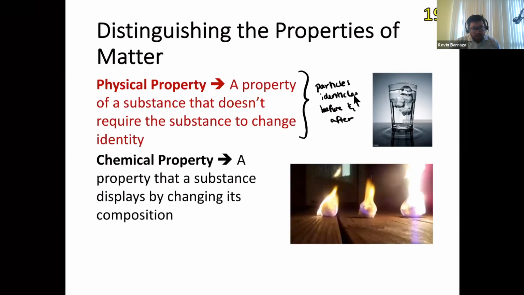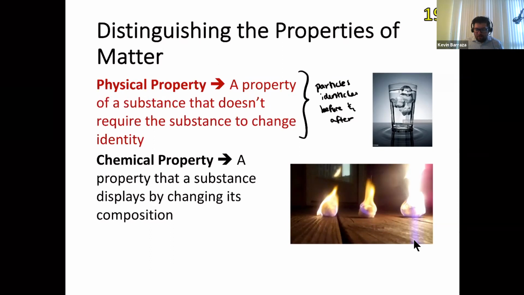Contrast that with chemical. A chemical property is a property of a substance that is displayed by changing its composition. So for example, if I burn a cotton ball, it turns to ash. We see smoke. We see sort of vapors, gas coming off. So we see that that substance changed in an important way. In fact, several different substances with very different appearances are now present after I burn, in this picture, a cotton ball.